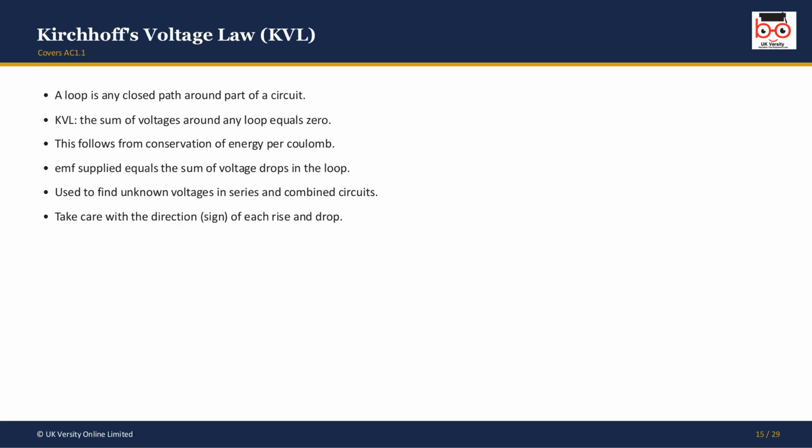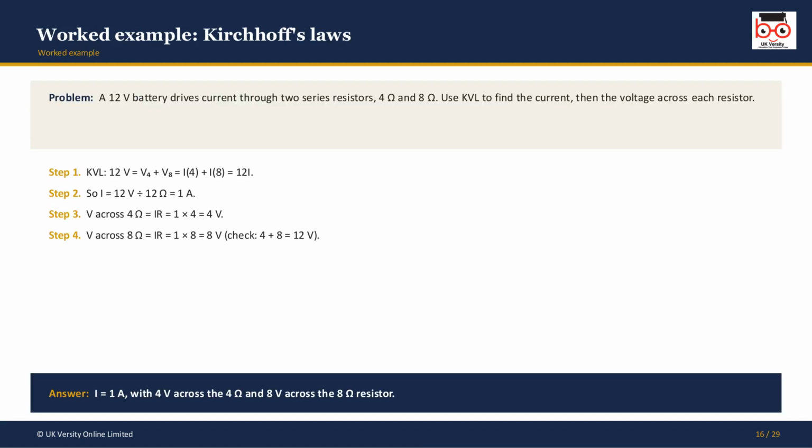Its partner is Kirchhoff's voltage law, which looks at loops, any closed path around the circuit. It states that the voltages around a loop add up to 0, which follows from conservation of energy per coulomb. Put another way, the EMF supplied equals the sum of all the voltage drops around that loop. We use it to find unknown voltages, and the main thing to watch is the sign, keeping track of each rise and each drop. Let's see it in action.